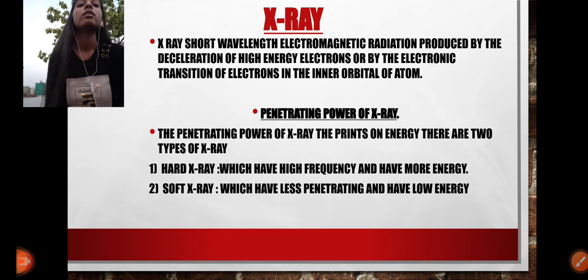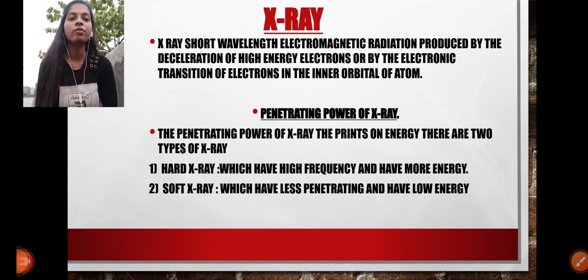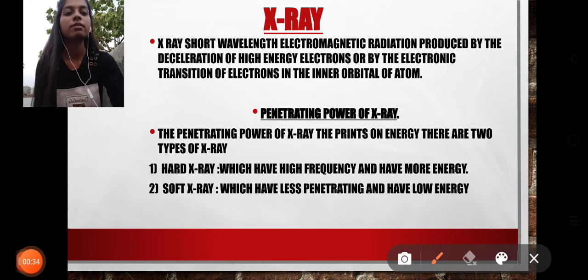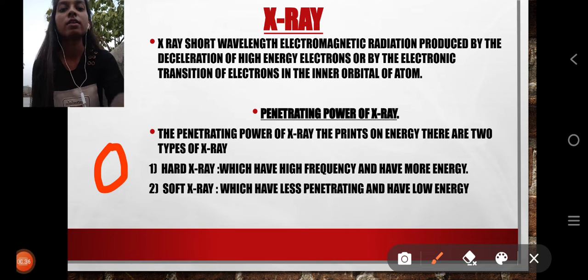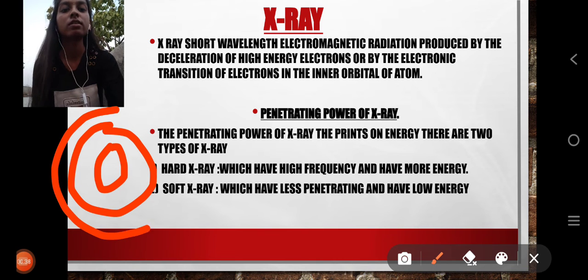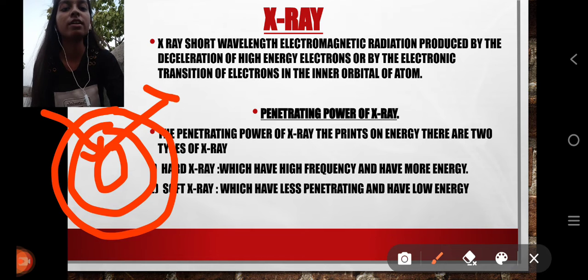Then X-ray. So what is an X-ray? X-ray is a short wavelength electromagnetic radiation which is used to eject an electron from the inner shell orbital. Consider these are the orbitals. The X-ray is incident on the inner shell orbital and ejects the electron from the inner shell orbital.